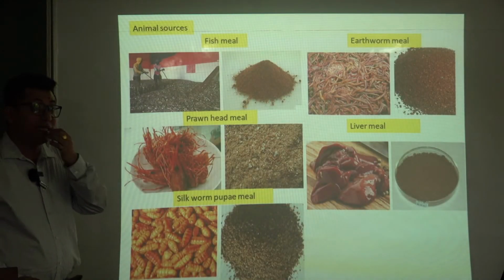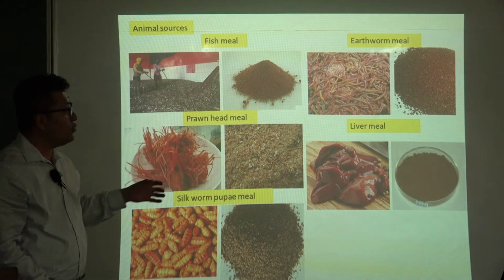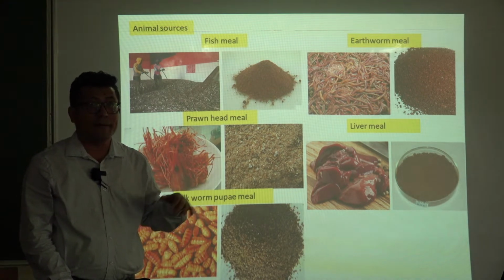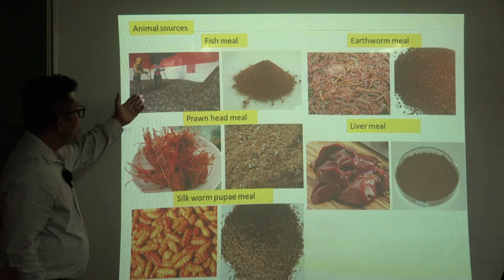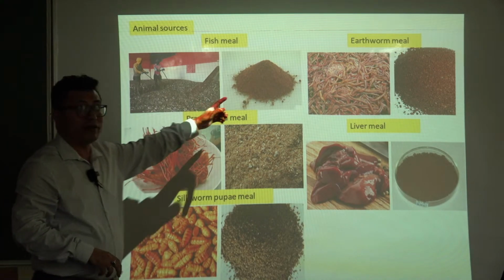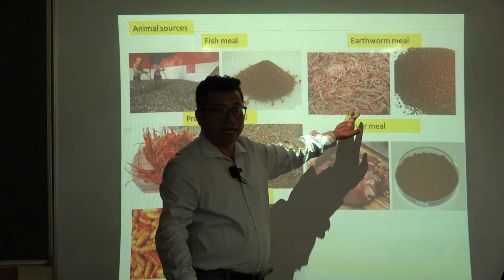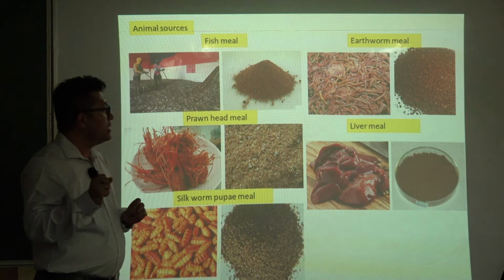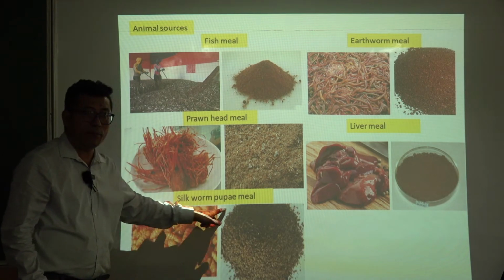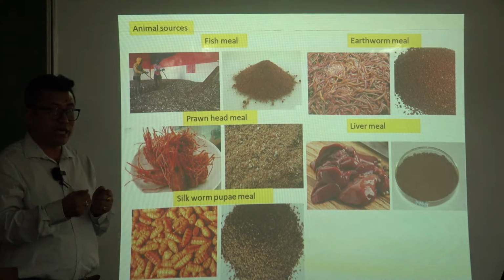Okay, let us talk about animal source protein. That was the plant. Plants also have protein, but now you have to look for the real protein, which can be available from animals. Like prawn head meal: the prawn, you have eaten the muscle, but the head portion can be ground, and that is called prawn meal. Earthworm can also be used as a source of protein. Then there is silkworm pupae meal: after collecting the silk, the pupae can be used as a source of protein.